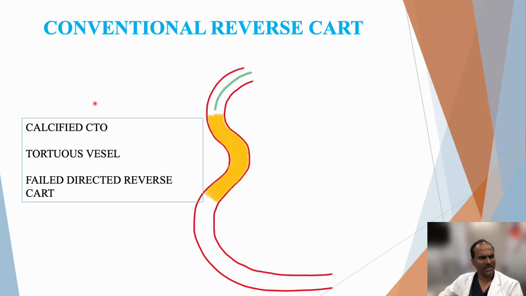Wherever we fail with the director reverse CART, then use conventional reverse CART, or in patients with calcified lesions and tortuous vessel also, conventional reverse CART works better. In this, you use a balloon which is equivalent to the size of the vessel, and then you direct the retrograde wire into the space, either pilot, or it can be a directable wire. So that's a conventional reverse CART.